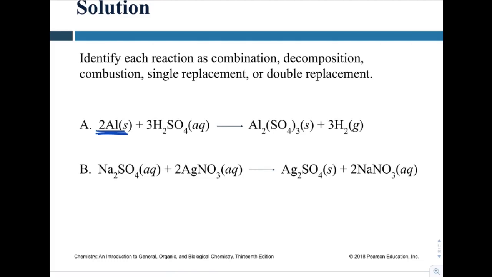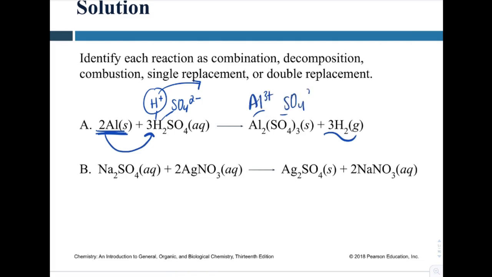So we have the hydrogen here with the sulfate here. The aluminum is coming in. It's hooking up with the sulfate, and the hydrogen is getting kicked out. So we see the hydrogen by itself on the right side, and the aluminum with the sulfate over here. So we have aluminum ions with the sulfate ions. So what's happening to the aluminum? It's going from neutral to an ion. The sulfate is not changing. The hydrogen is going from ion to gas. So this is a single replacement. You can designate that SR.